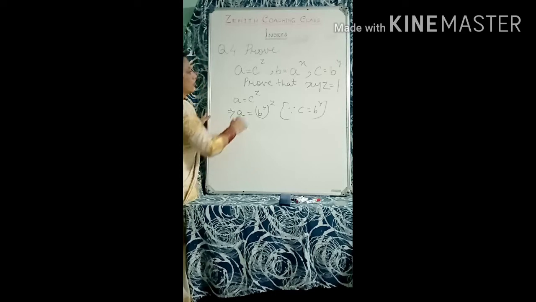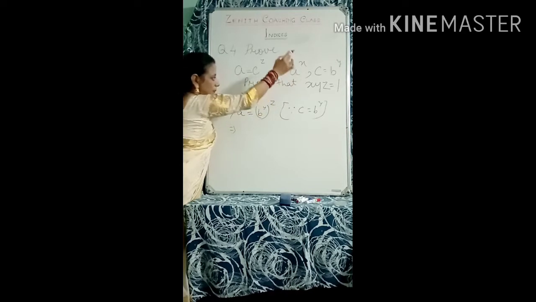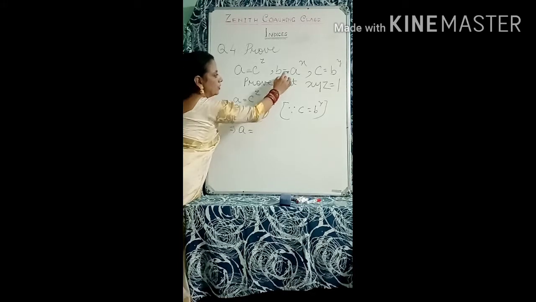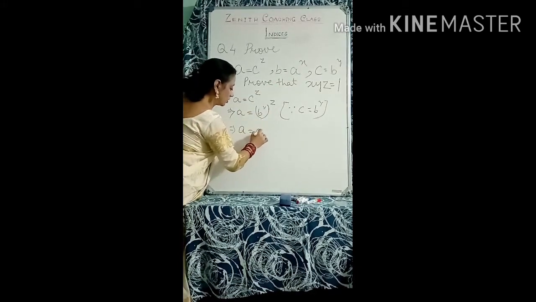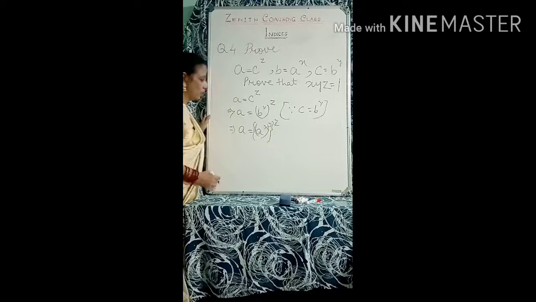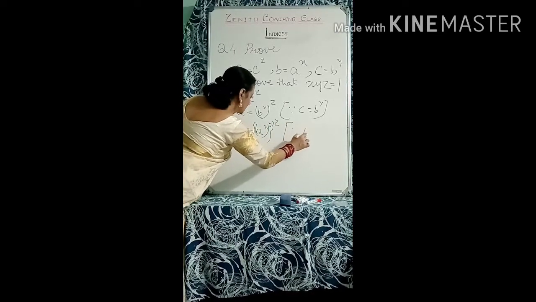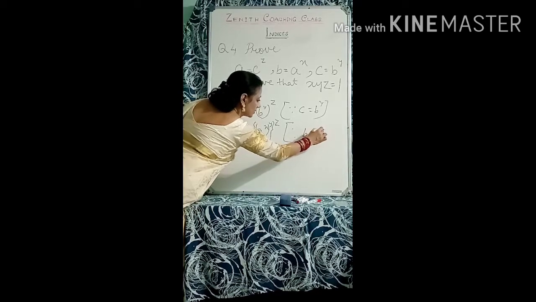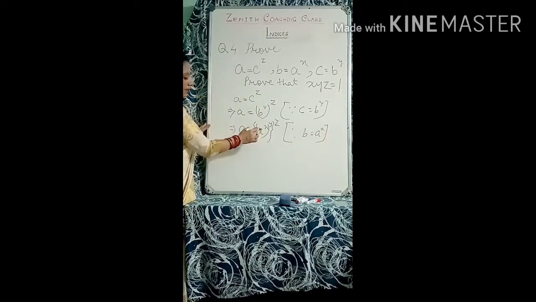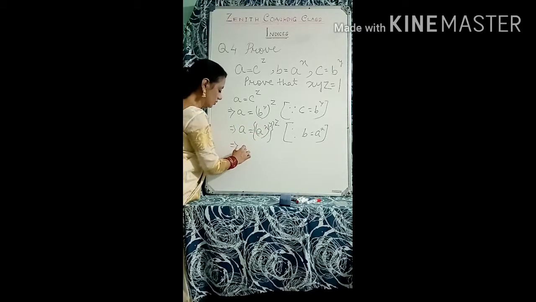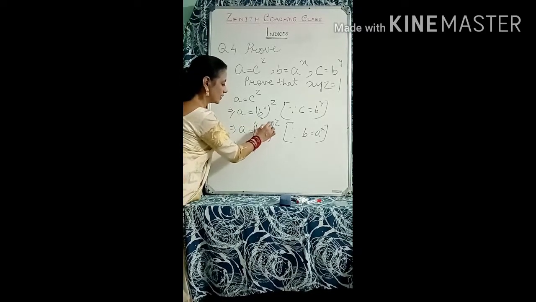Now what do you have? B equals A to the power X. So in place of B you can write A to the power X. So you have written this. In place of B you can write A to the power X. So A equals A to the power X, Y, Z.